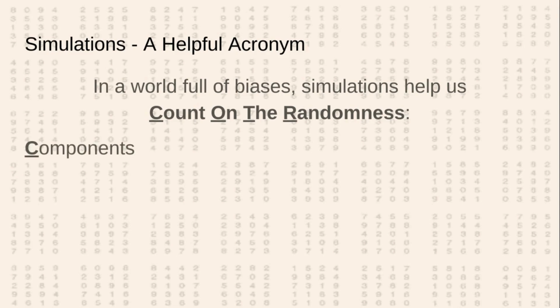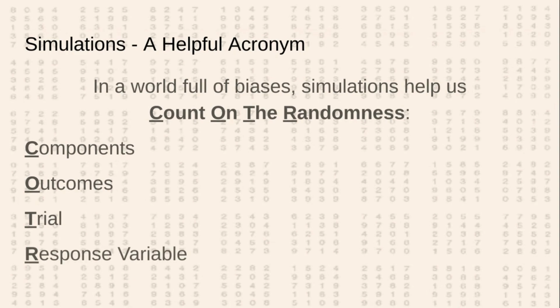C stands for components, the simulation component. O means outcomes. T means trial, and R means response variable. So we start with a simulation component, a process we're going to repeat, and those repeated processes produce outcomes. Once we get the right set of outcomes, we've completed a trial, and then we can record a value for our response variable.